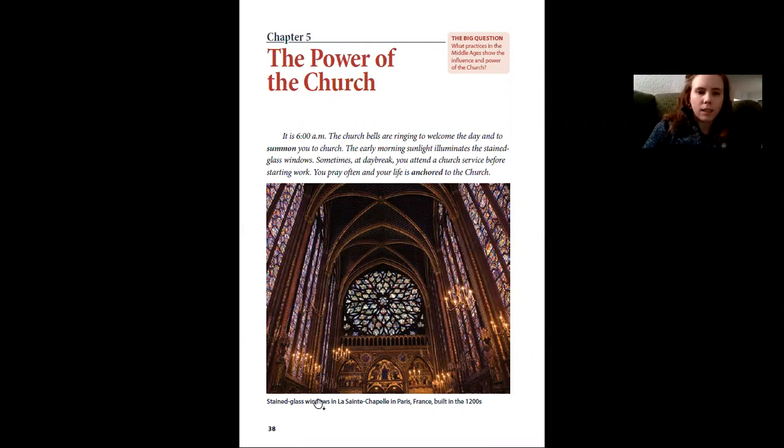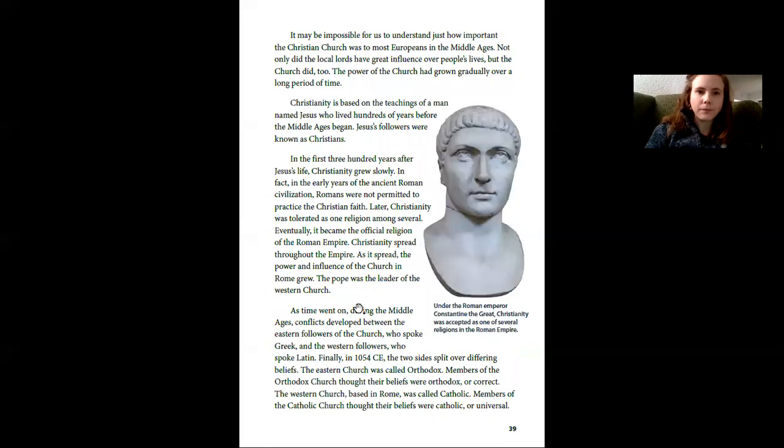And here this shows a stained glass window in La Sainte-Chapelle in Paris, France, built in the 1200s. That's a long time ago, about 800 years ago. And here I see a round stained glass window. I wonder if that is a rose window like we saw in our vocabulary.